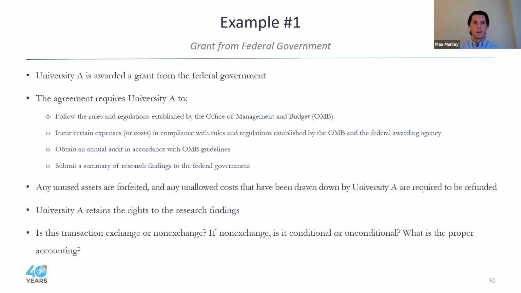The first one here, University A is awarded a grant from the federal government. They're required to follow rules and regulations established by the OMB. There's certain rules about the costs that they can incur, and the purpose is to submit research findings to the government. But the university is going to retain the rights to that research, and also any unused assets or unallowed costs must be refunded. So we ask, does this look like an exchange or a non-exchange?